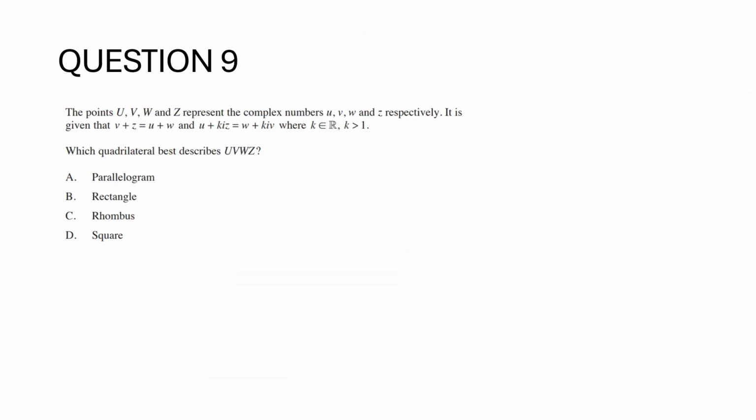Question 9. The points U, V, W, and Z represent the complex numbers u, v, w, and z respectively. It is given that v plus z is equal to u plus w, and u plus kiz is equal to w plus kiv. k is real and greater than 1. Which quadrilateral best describes U, V, W, Z? All right, I didn't get a lot out of this one. Let's start with this, and I'm going to rearrange it.